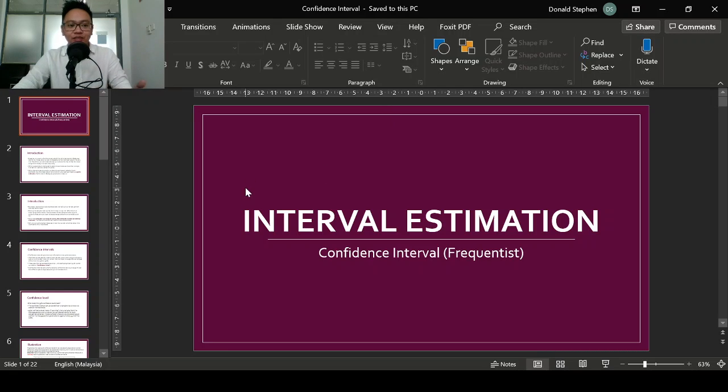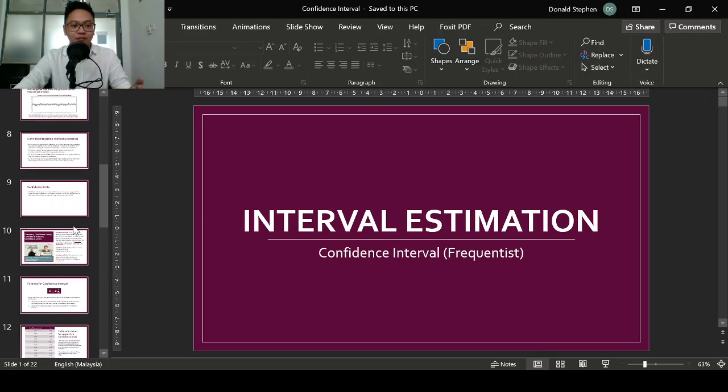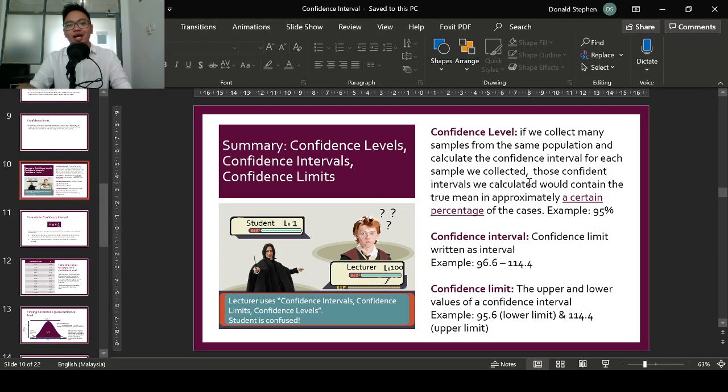So there are a few things that are important in this chapter. Firstly, we have the confidence level, and we have our confidence interval and confidence limit. What this confidence level means, usually it is a percentage, a proportion. Most of the time you will use 95%. So what does 95% confidence level mean?